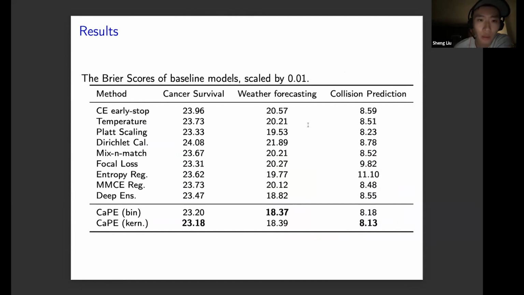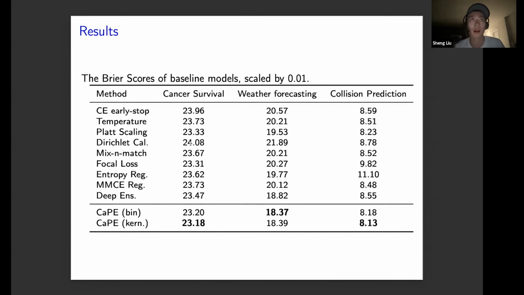And here are the results, and we use a Brier score to report the results. The Brier score is just the MSE between the predicted probability and the actual outcome, the L2 norm summed over all the examples, and it's actually widely used in calibration problems.